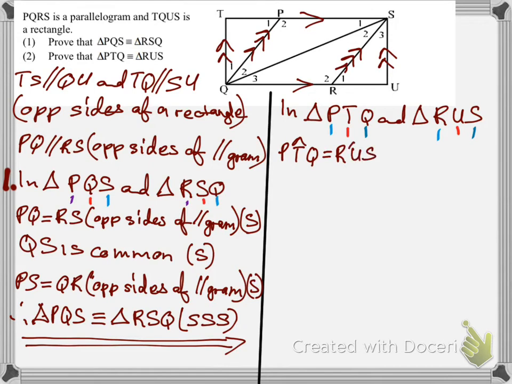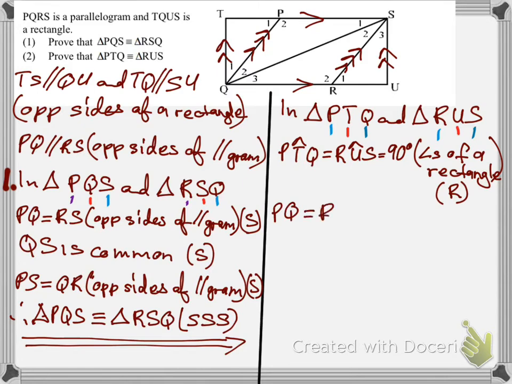angle PTQ is equals to angle RUS. Both of them are equals to 90 degrees. Why? Because these are angles of a rectangle. Angles of a rectangle are always 90 degrees. So that is our right angle. And then PQ is equals to RS.